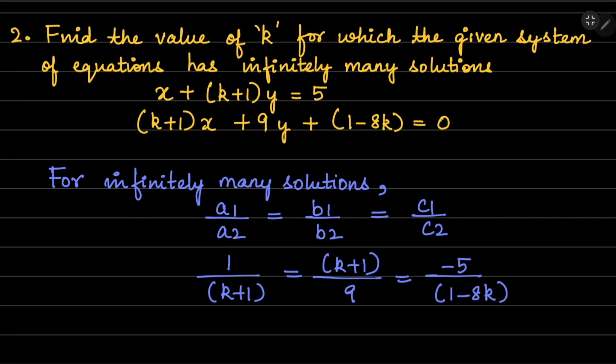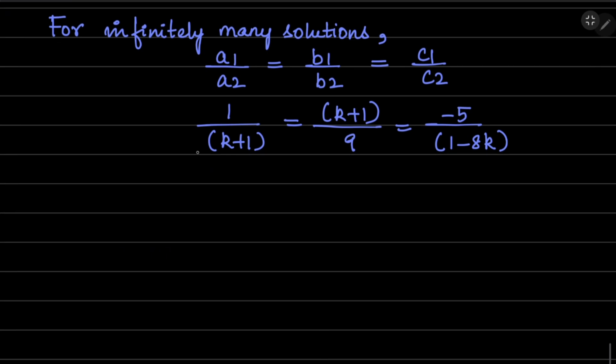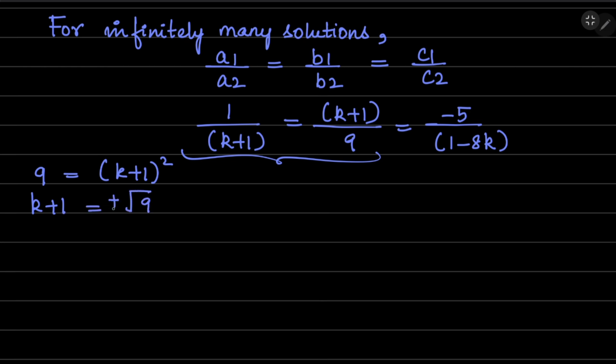Now again, first let's take the first two ratios, cross multiply. So what do you get? 9 into 1, 9 is equal to k plus 1 into k plus 1, which is k plus 1 the whole square. So what is k plus 1 equal to? Square root of 9, plus or minus, isn't it? So k plus 1 is equal to plus or minus 3.